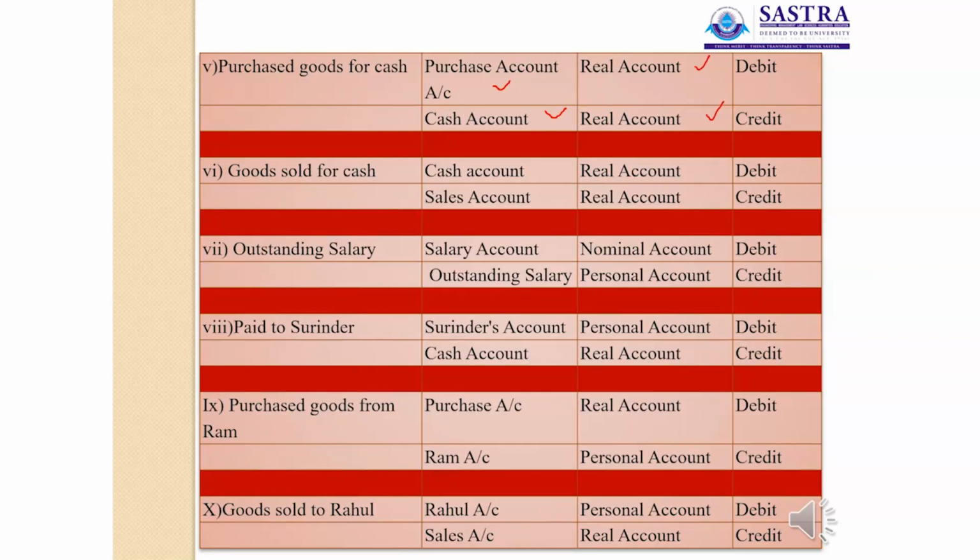Debit what comes in, credit what goes out. Here goods comes into the business, so that account will be debited. Cash goes out of the business, so that account will be credited. The next one is goods sold for cash.